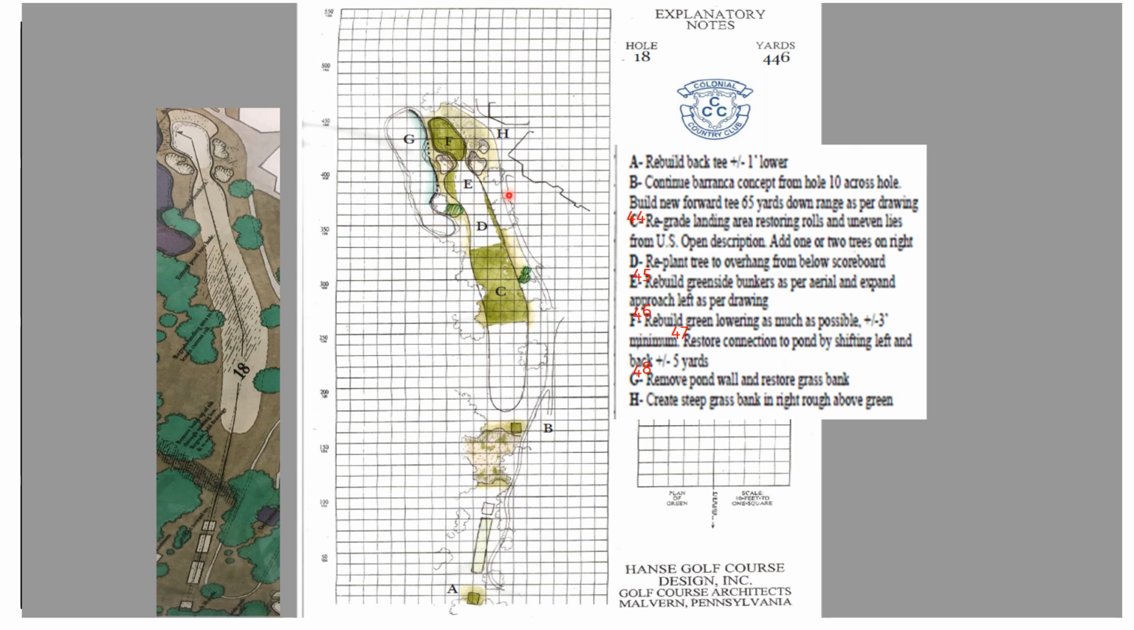Let's talk about the green complex. I think it's the biggest change by far on 18. So let's start with rebuild green, lowering as much as possible, 3 feet.